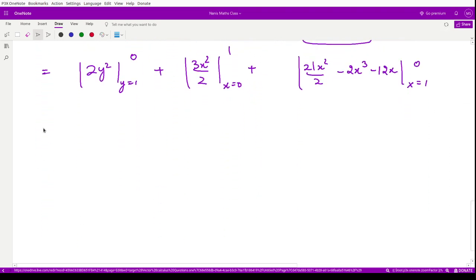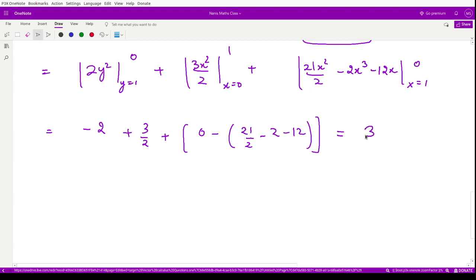When you solve this, you have minus 2, then you have plus 3 by 2, then the upper limit being 0 gives 0. So you have 21 by 2 minus 12. That would finally be equal to 3. You may check that. So here 3 is the final answer to this question.